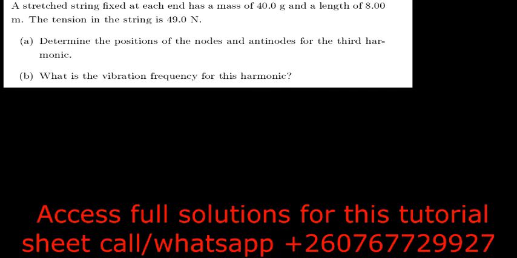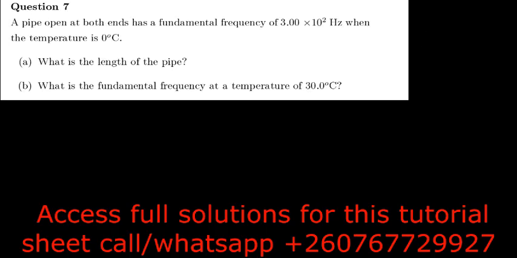Now, the moment when you read the question, if they're not mentioning anything about harmonic, then just know that you are talking about the first harmonic. But in this case, they have specified that we are talking about the third harmonic. So if we are talking about the third harmonic, then the number of loops is equal to 3.